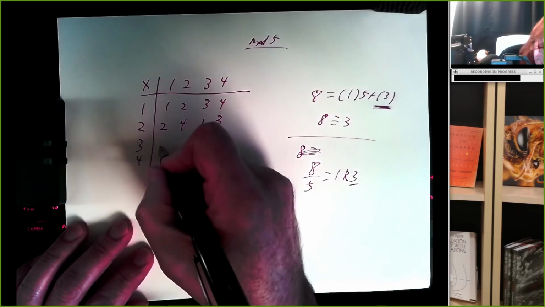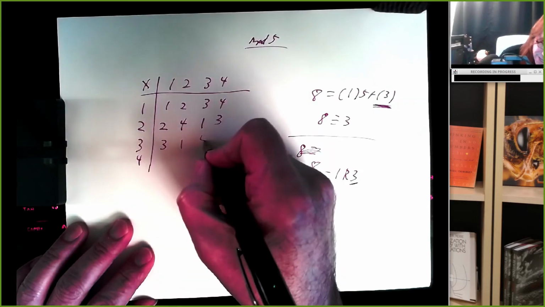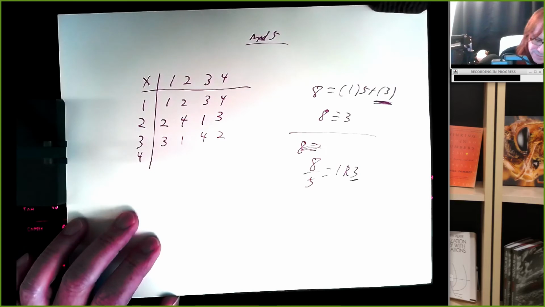Alright, I'll do the third one. 3 times 1 is 3. 3 times 2 is 6, which is 1. 3 times 3 is 9, which is 4. 3 times 4 is 12, which is 2.